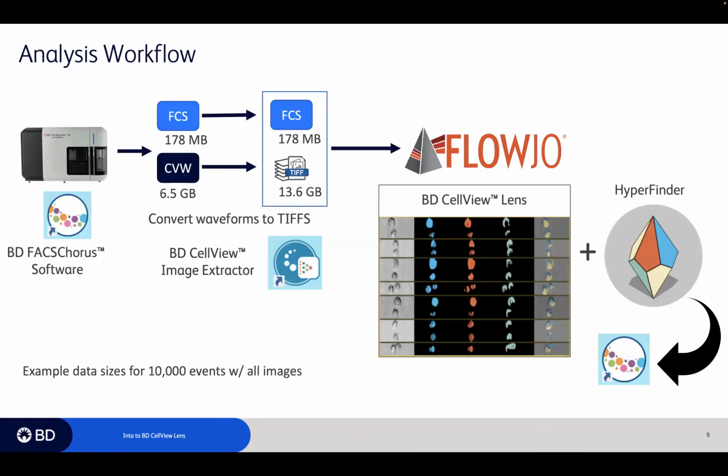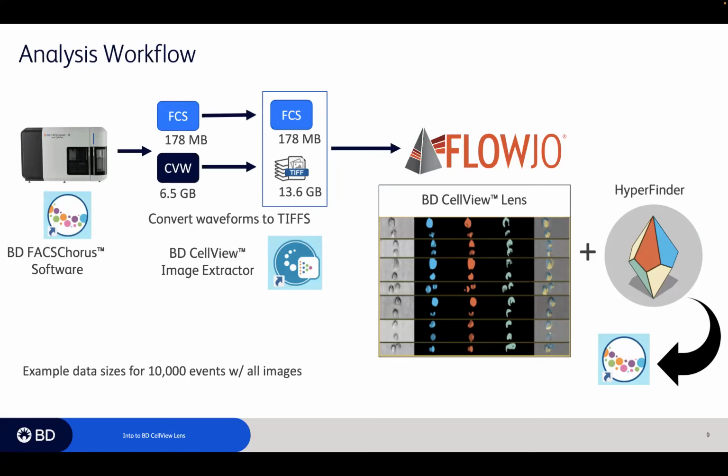Okay, so those are the derived parameters. And so what is our workflow? How do we get this data? The data are collected on the BD FACSDiscover software. That is going to export both the FCS file, and then for each FCS file, it will create a CVW, a waveform file, that can be extracted then into your images. And so for a 10,000 event file, here are some representative sizes of those things. You can see the images are going to be fairly intense.